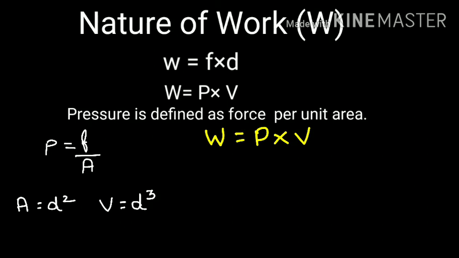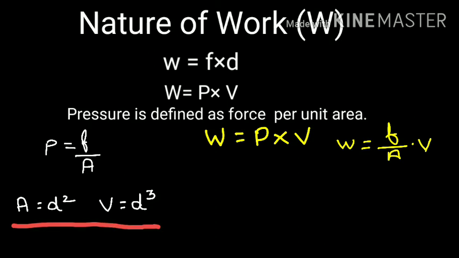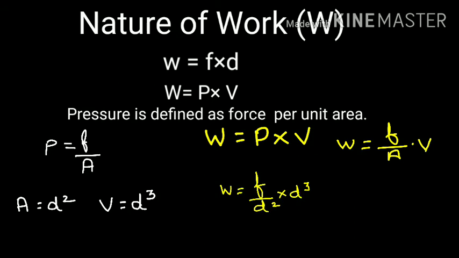We know in place of P we will be substituting F by A. So the equation will become W is equal to F by A multiplied by V. But in place of A we can substitute D2, and in place of V we will be substituting D3. So now the equation will become W is equal to F upon D2 multiplied by D3. Now cancel the similar terms. So D2 will get cancelled. So you will be left with W is equal to F dot D, which is nothing but the formula of work. The dot sign there is the product, or you can say multiplication sign.